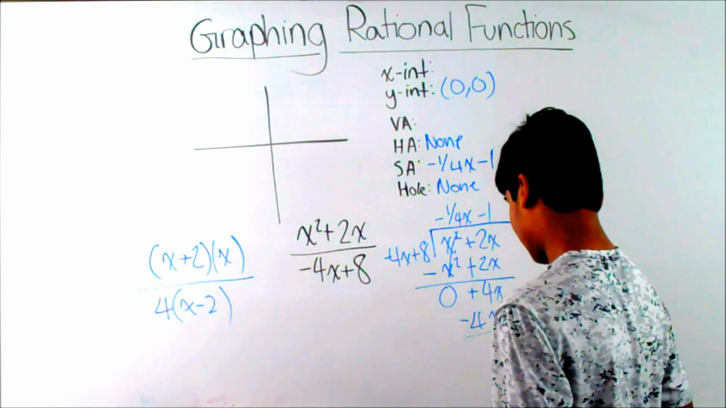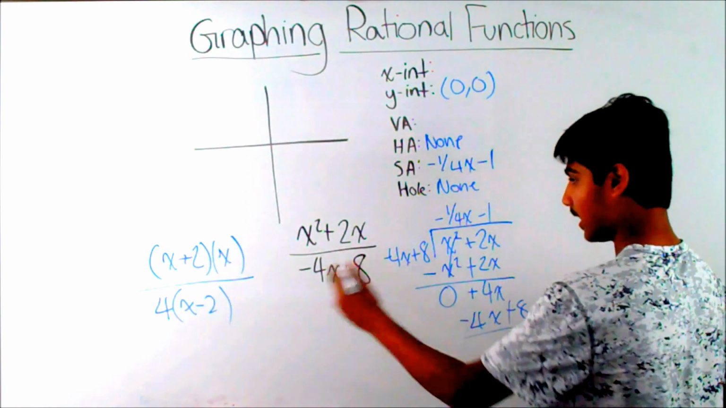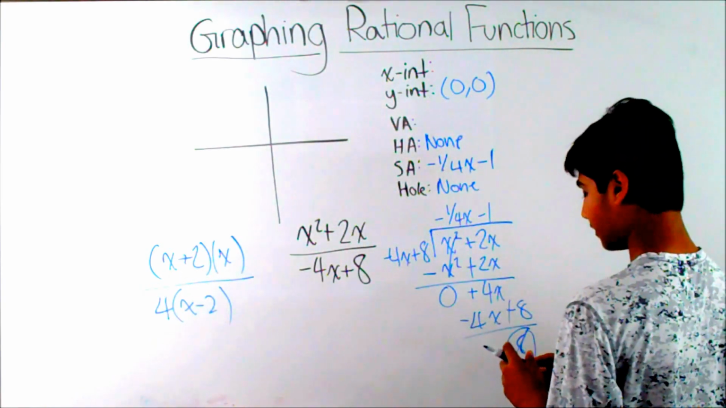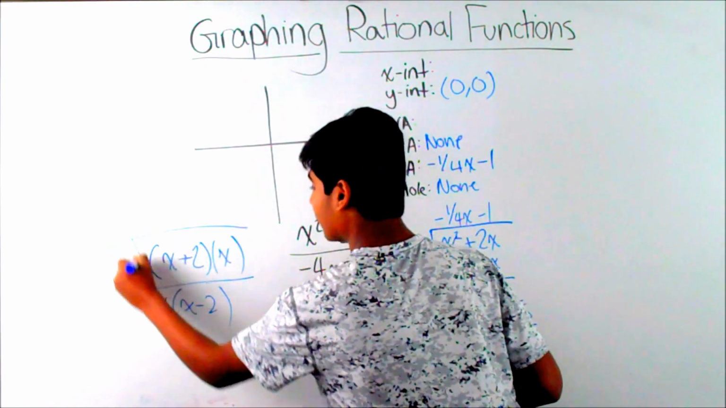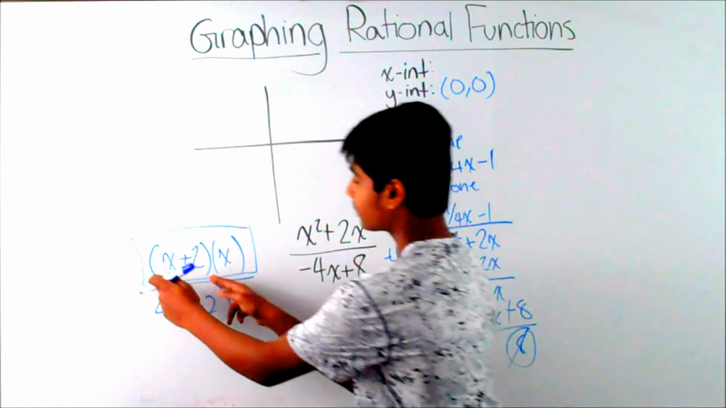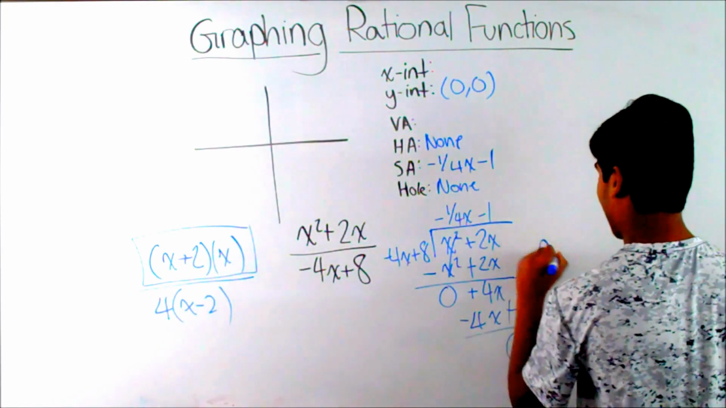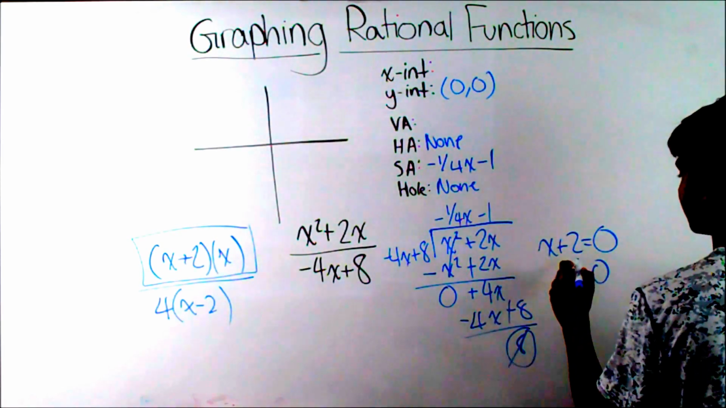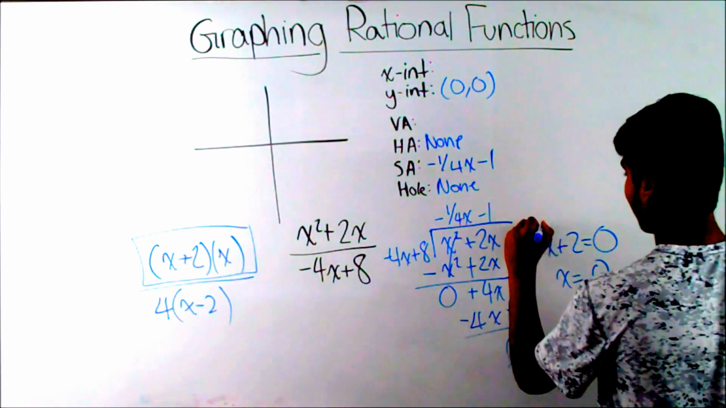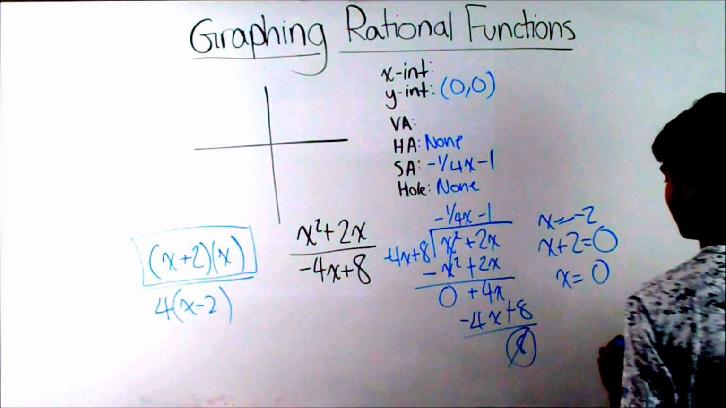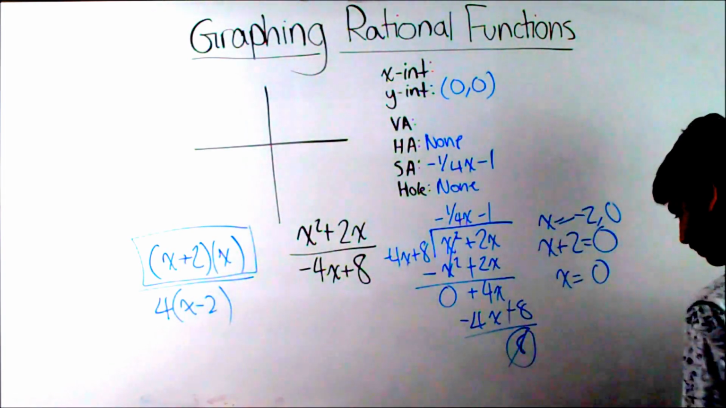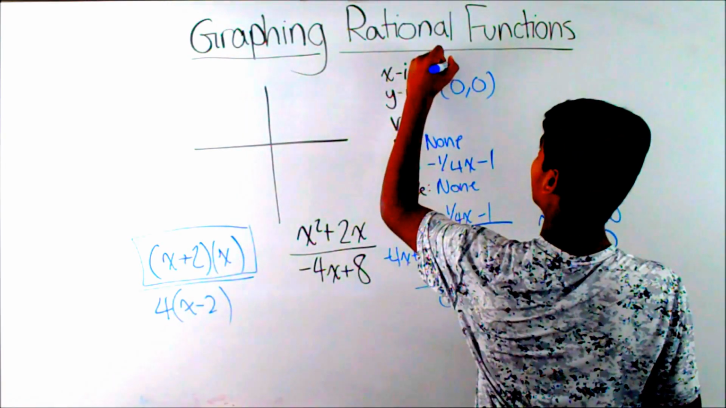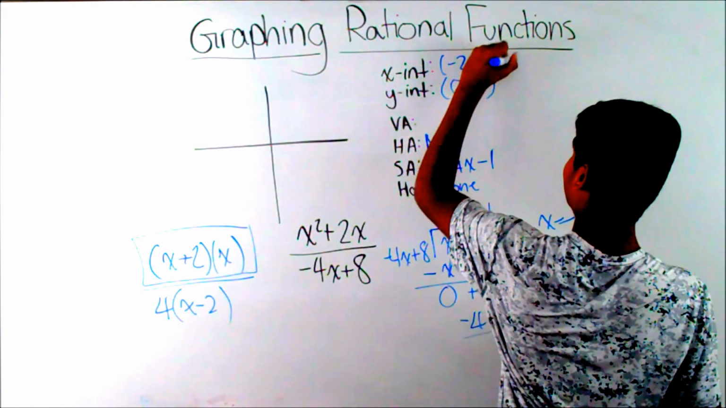Now all we have to do is find our x-intercepts and our vertical asymptotes. So the way we do this is basically we just get each one of these factors, x plus 2 and x, and negative 4 times x minus 2. So basically we only do it for the top, because the numerator is when we set each factor equal to 0. So it'll be x plus 2 is equal to 0, and x is equal to 0. So if x plus 2 is equal to 0, then x is equal to negative 2. And if x is equal to 0, we also know that x is equal to 0. So we have the x-intercepts at negative 2, 0 and 0, 0.